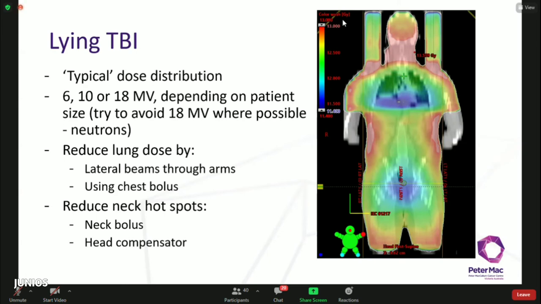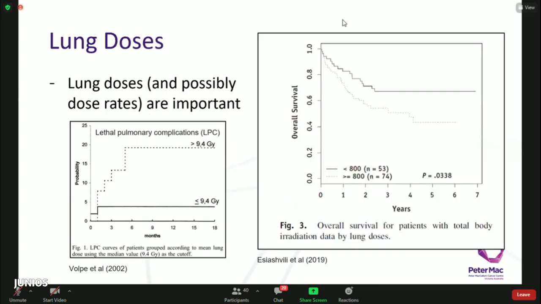We can reduce the lung dose for this technique by, as I said, those lateral beams through the arms, but also that chest bolus that the patient wears under the armpits. And we can reduce the neck hotspots with the neck bolus and the head compensator. So I mentioned briefly lung doses. There is data in the literature to suggest that lung doses and possibly even lung dose rates are important for toxicity.